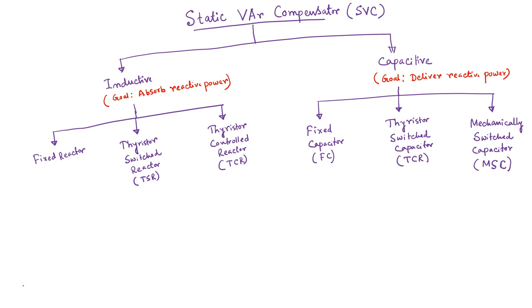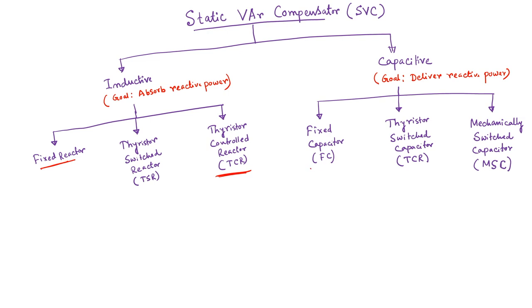Now, in my previous lecture, I discussed the thyristor controlled reactor, so one should have a fair idea of what a TCR is. Fixed reactor and fixed capacitor mean there is no switch involved and they are always connected to the system. So there is no need for turning on or turning off operation, as the capacitor and reactor are always on with the system.